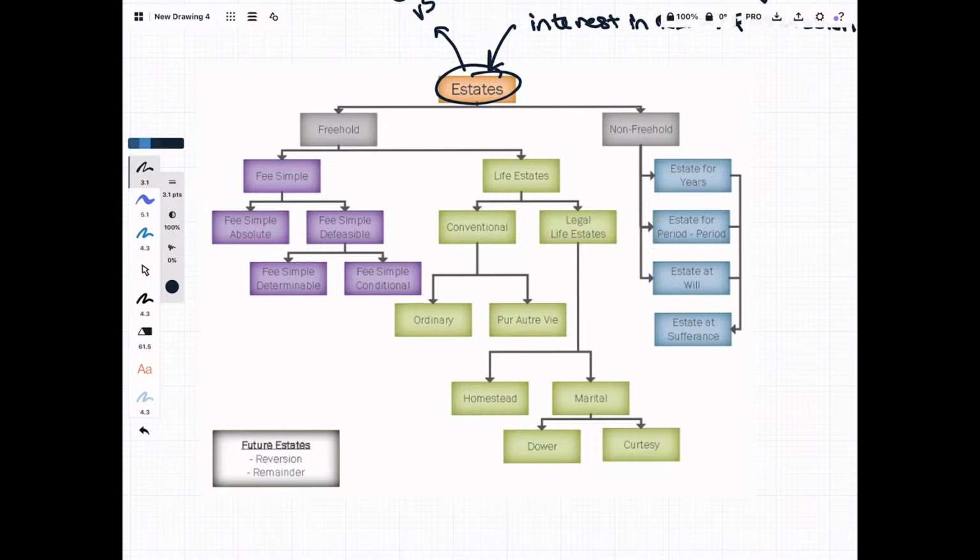And it turns out we have two options. We got freehold and non-freehold. Does anybody know what freehold means versus non-freehold?